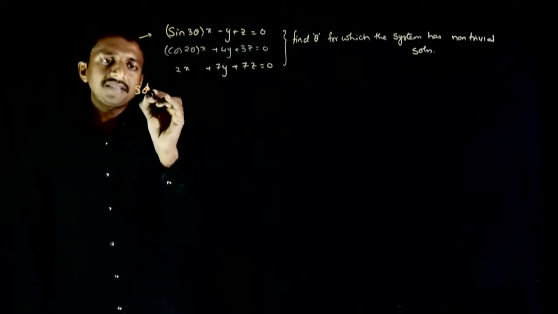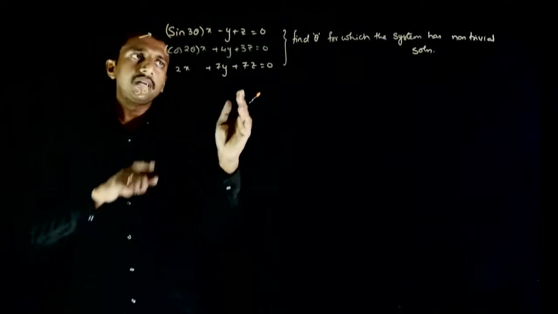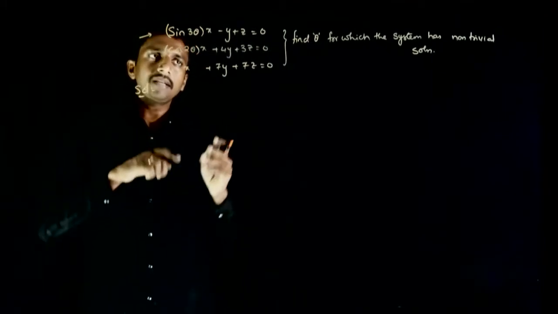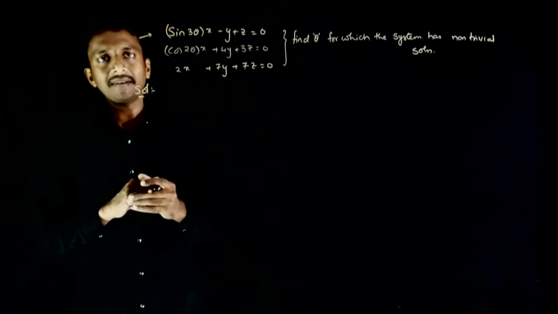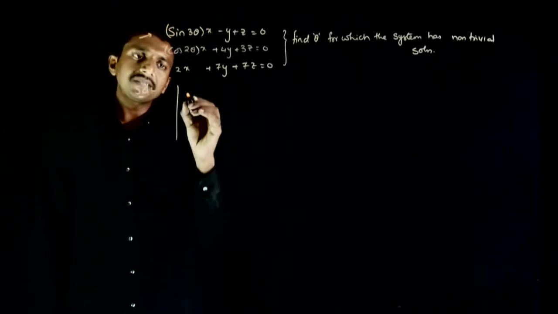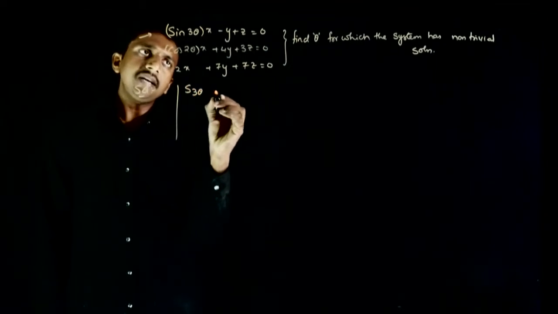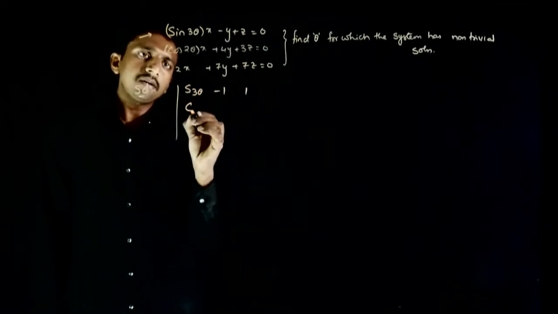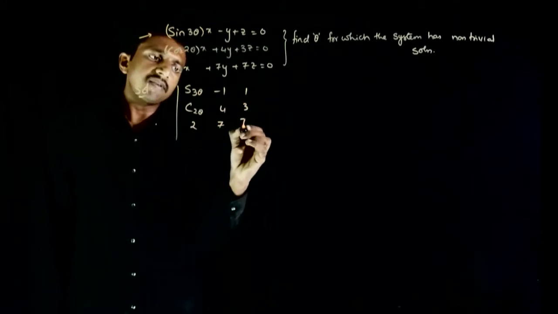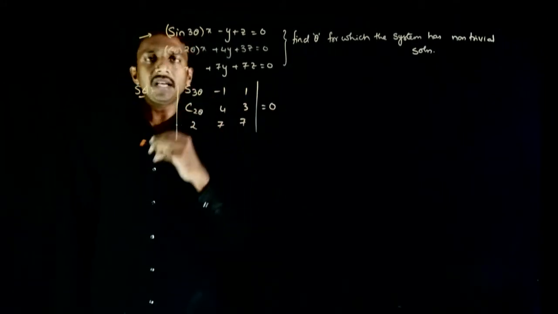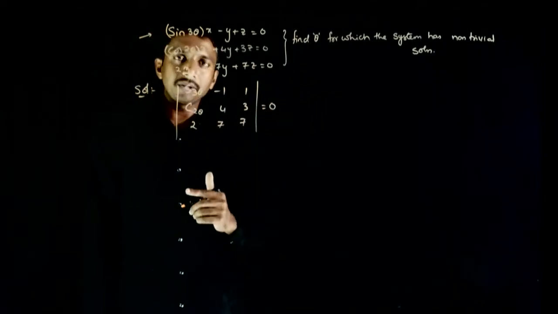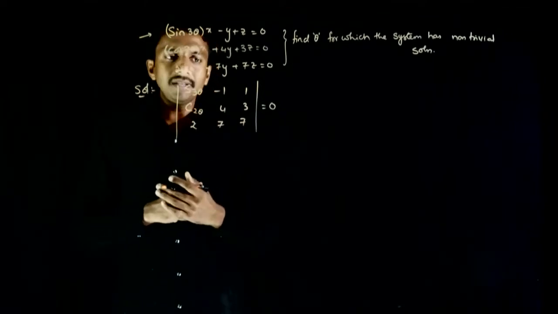So what does theory say? If a homogeneous equation should have a non-trivial solution, then the determinant of the coefficient matrix has to be equal to 0. So, mera coefficient matrix kya hai? Sin 3 theta, minus 1 and 1; cos 2 theta, 4 and 3; 2, 7 and 7. If the determinant is equal to 0, then you get a non-trivial solution. So, let us try to solve this.